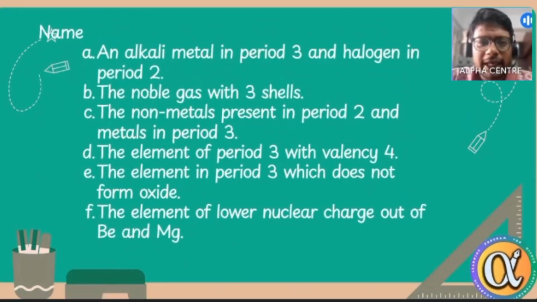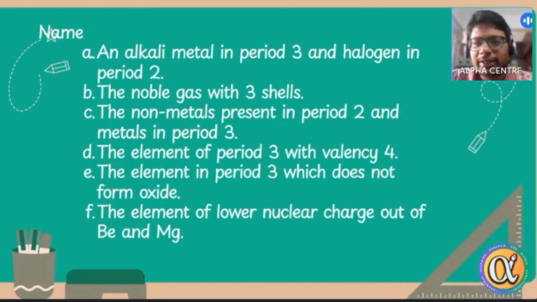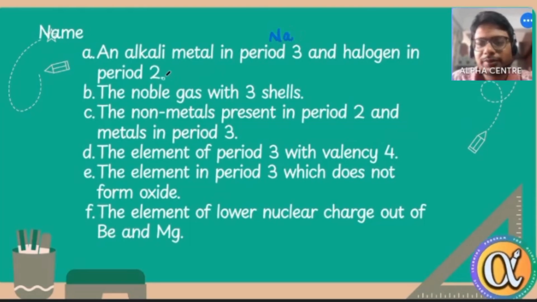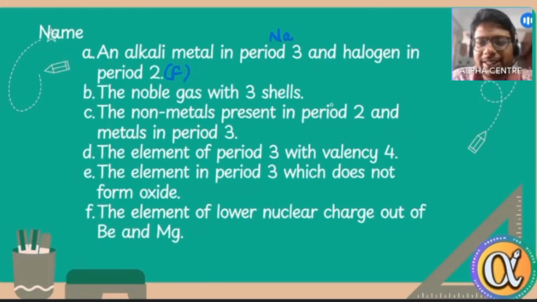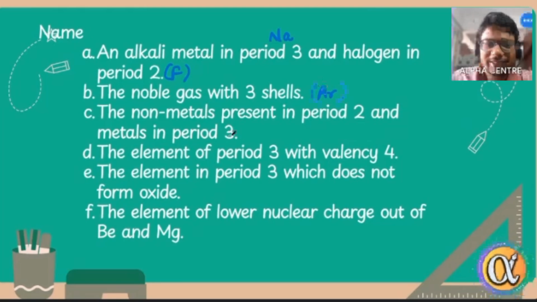An alkali metal in period 3 and a halogen in period 2. Name them. An alkali metal in period 3 is sodium. And the halogen in period 2 is fluorine. The noble gas with 3 shells is argon.